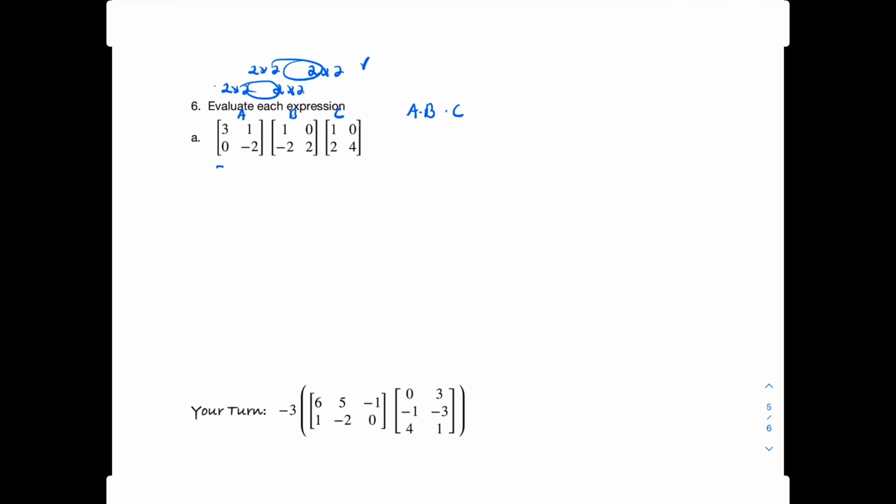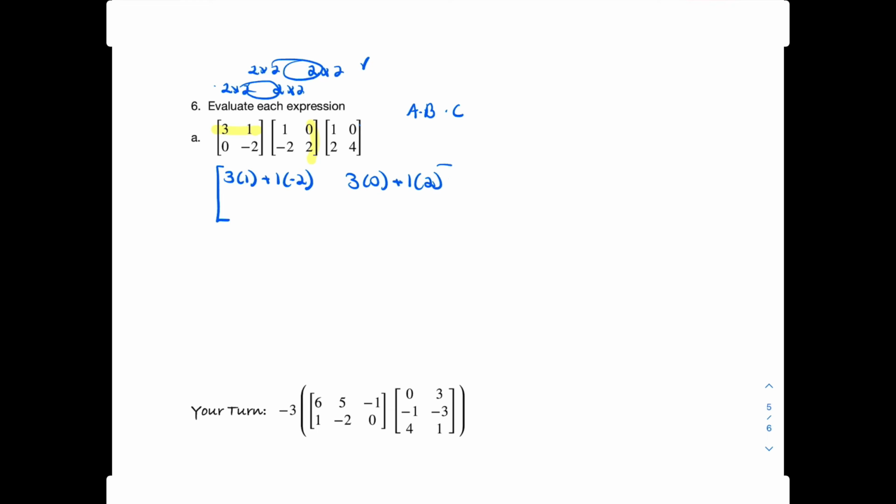So we'll start by multiplying matrix A and matrix B together. So that gives us, remember, going over and down, 3 times 1 plus 1 times -2 would be my first row, first column entry. My first row, second column entry, again multiplying over and down, I'm going to take 3 times 0 plus 1 times 2.